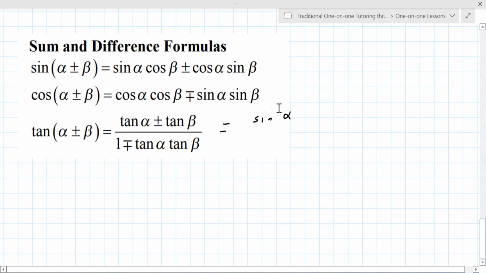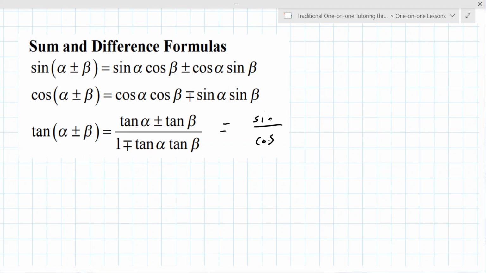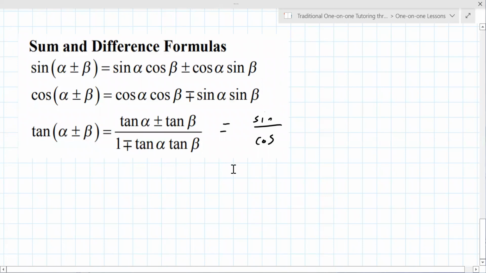Basically, it's still equivalent to sine over cosine. So if you do a sine and a cosine, you don't have to redo it for tangent here at the end. All right, okay.